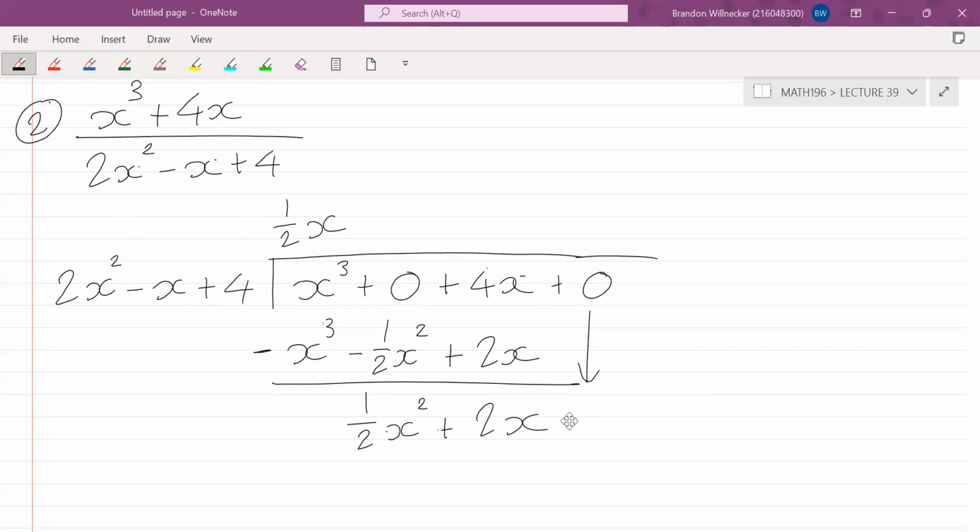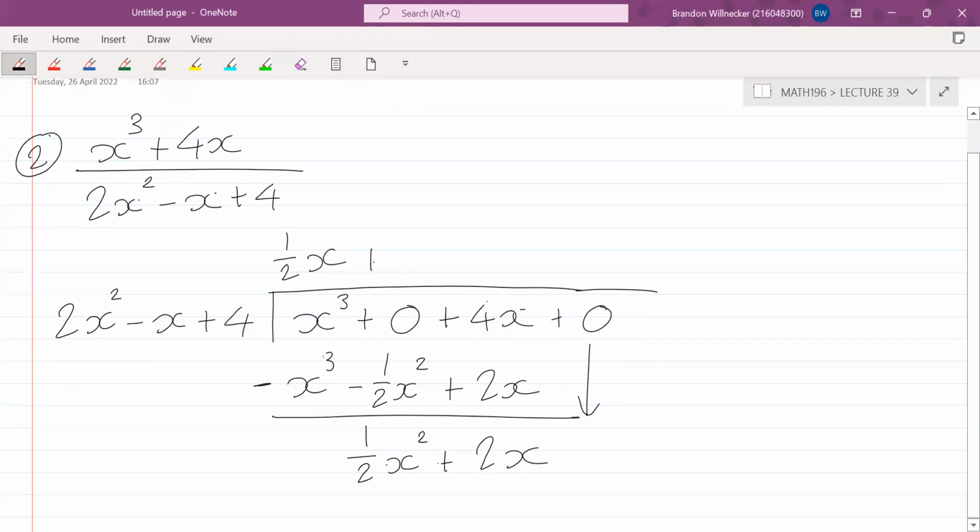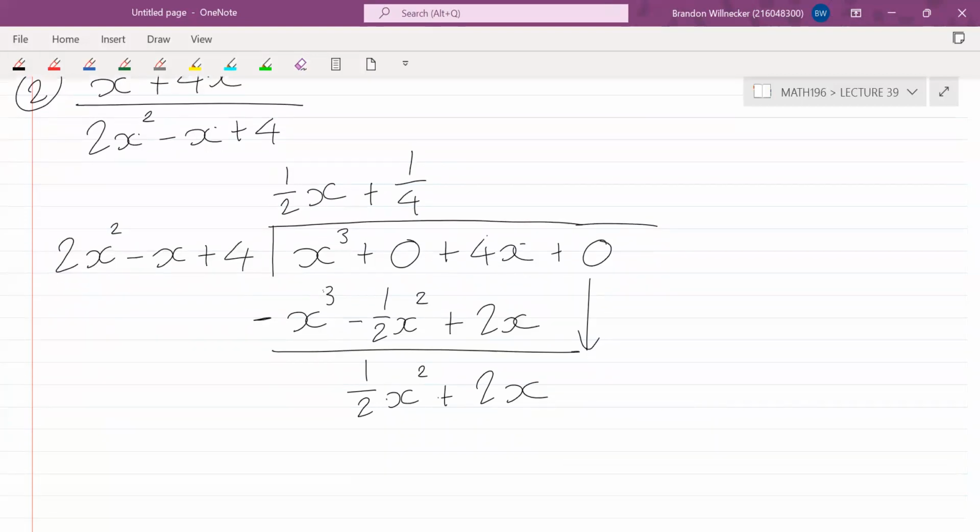Okay, next, we're going to take this 1/2 x squared plus 2x and divide it by 2x squared minus x plus 4. So 1/2 divided by 2, that's going to be 1/4. So we have 1/4 there. And then the x squared and the x squared, they cancel, so we're not worried about that. Then we multiply across. So 1/4 times 2x squared, that's going to be 1/2 x squared. 1/4 times minus x is minus 1/4 x. And then 1/4 times 4, that's just 1.